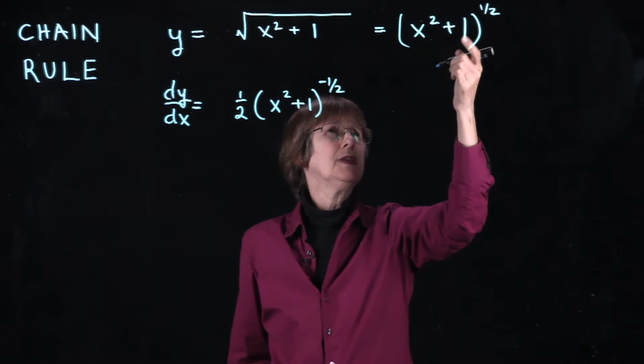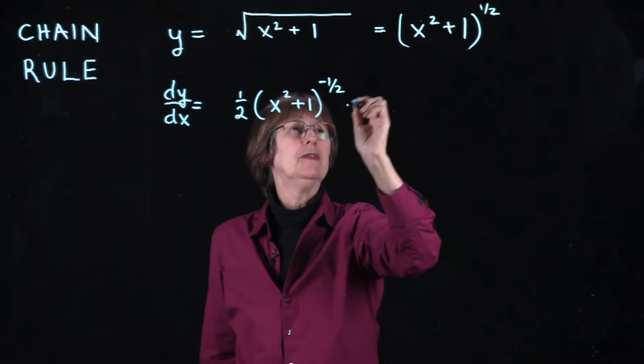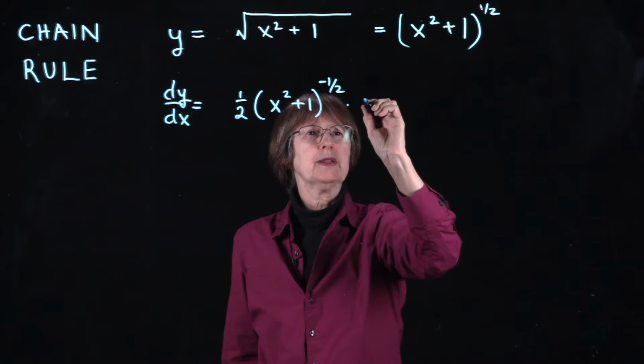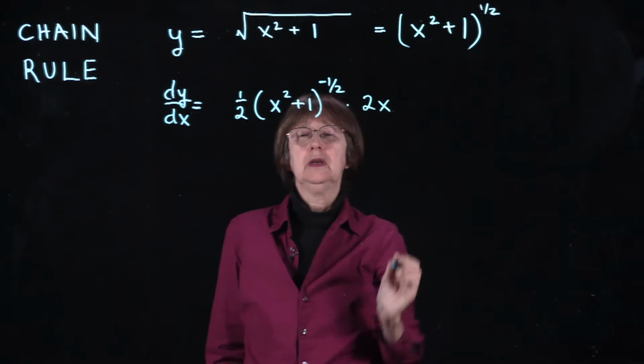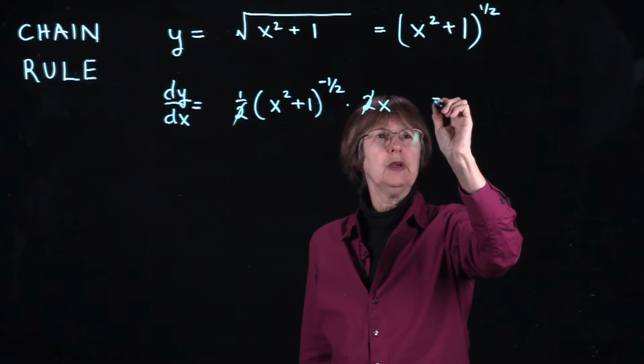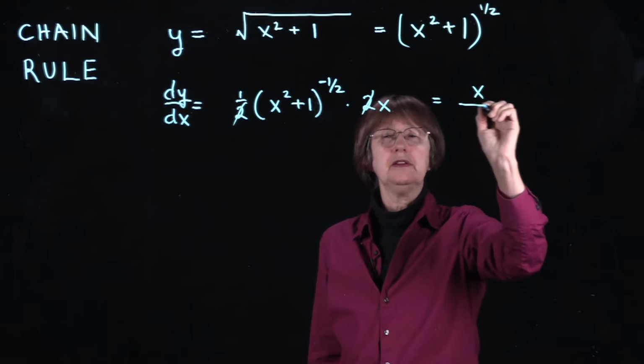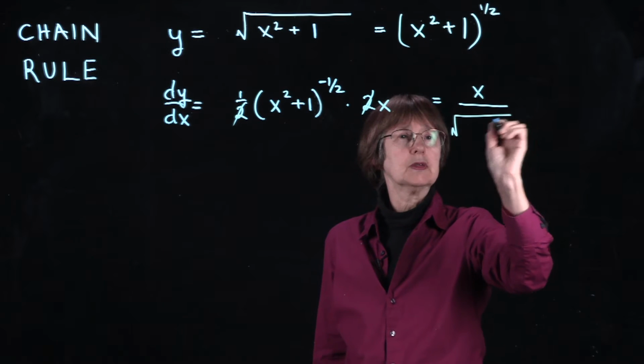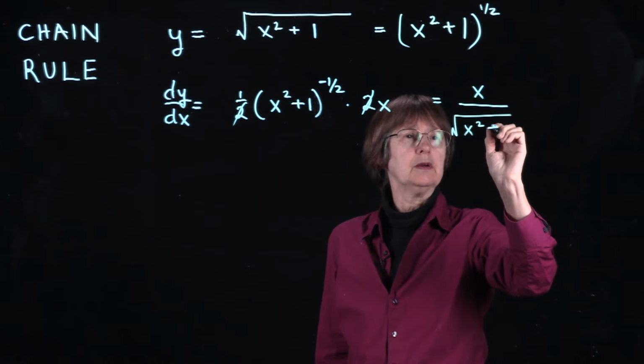Then we've got to look at the inside of that bracket and take the derivative of that with respect to x, which will give us 2x. And we can rewrite this as x divided by the square root of x squared plus 1.